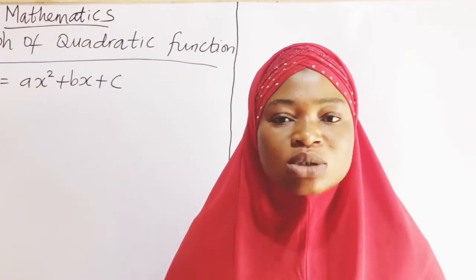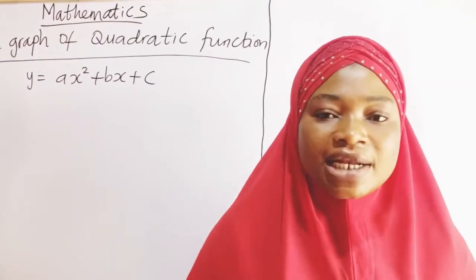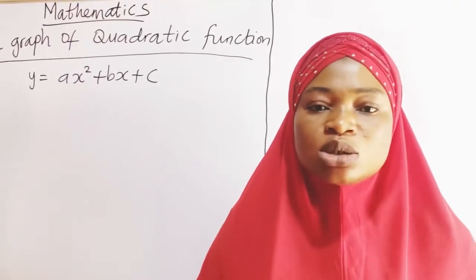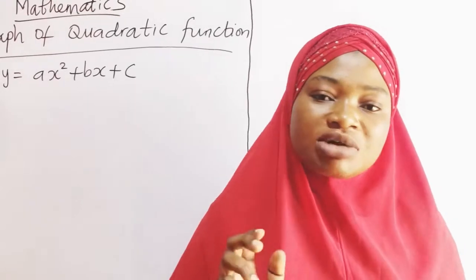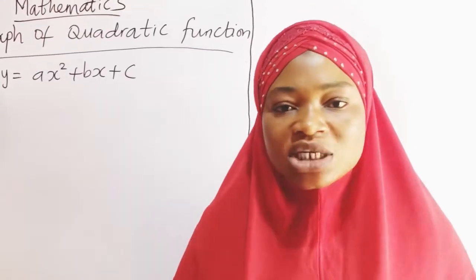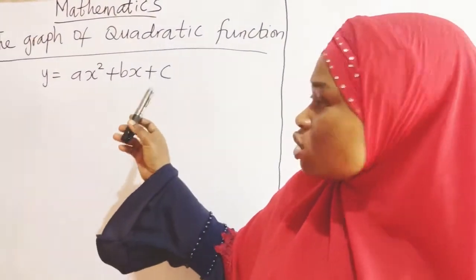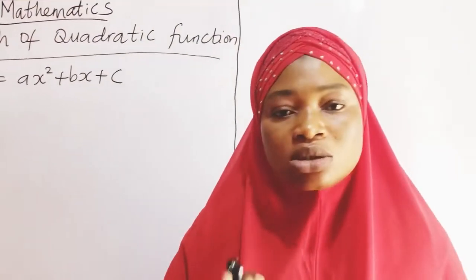So in today's class, we want to solve quadratic equation graphically. Algebraically, we said that there are three methods that we can use to solve quadratic equation: factorization method, completing the square method, and formula. Now, we want to show how the graph of quadratic equation looks.